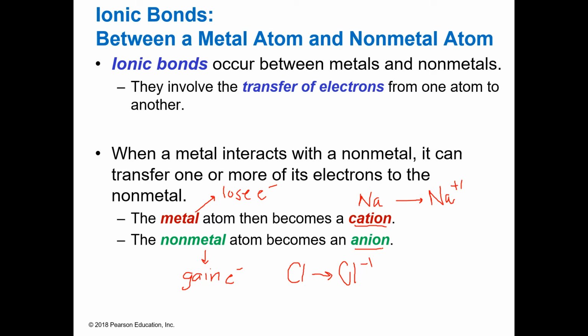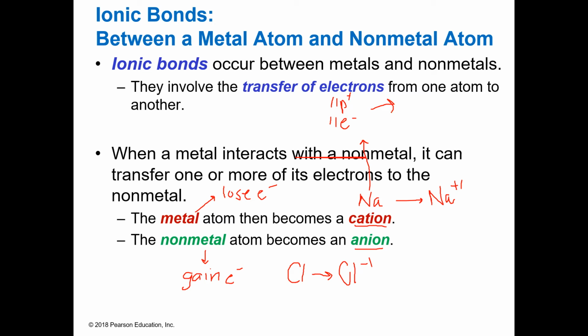How do I know how many electrons they are gaining or losing? So we'll talk about that more in a minute, but let me show you this. So if you look at sodium, the sodium atom has 11 protons and 11 electrons.